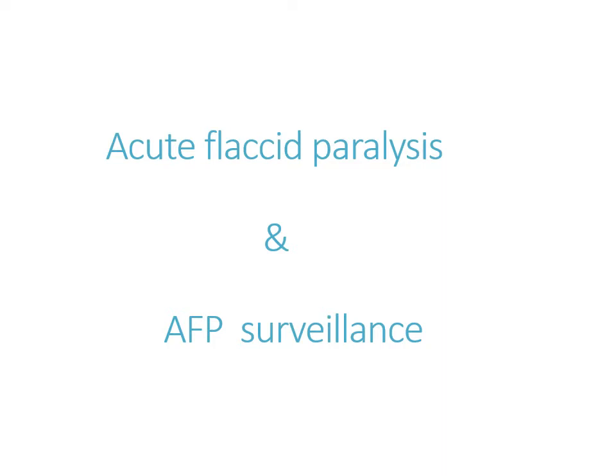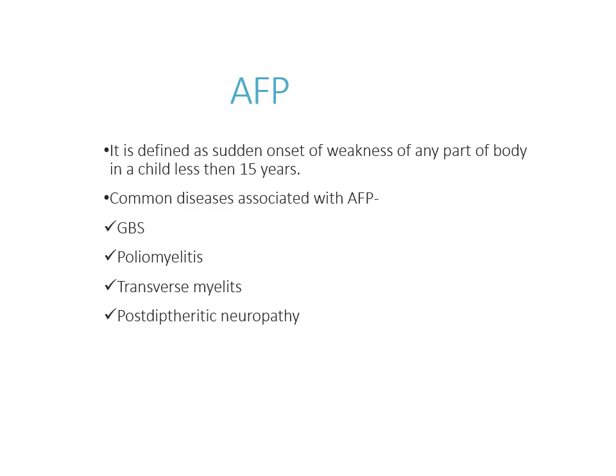Now, acute flaccid paralysis and AFP surveillance. So what is acute flaccid paralysis? That means there is a sudden onset of weakness in any part of the body in a child less than 15 years. If a child under 15 comes to the emergency with this complaint of weakness in any part of the body, they all come under acute flaccid paralysis. And what are the differential diagnoses in this case? One is Guillain-Barre syndrome, second is poliomyelitis, transverse myelitis, post-diphtheritic neuropathy.